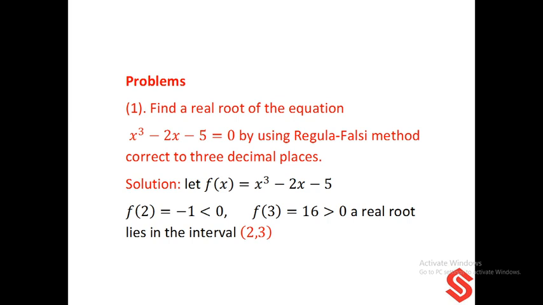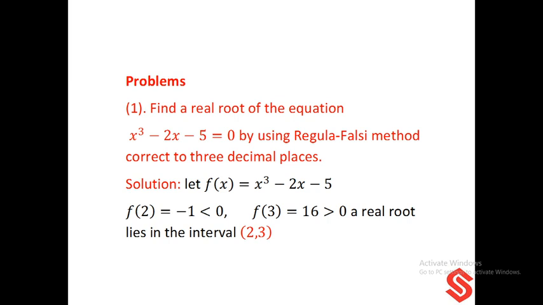And now if you take the values of a and b as 2 and 3 and substitute in the formula, the number of iterations will be more. So first we shall reduce the length of the interval. How to reduce? So we see the values of f of 2 and f of 3. F of 2 is minus 1 and f of 3 is 16.